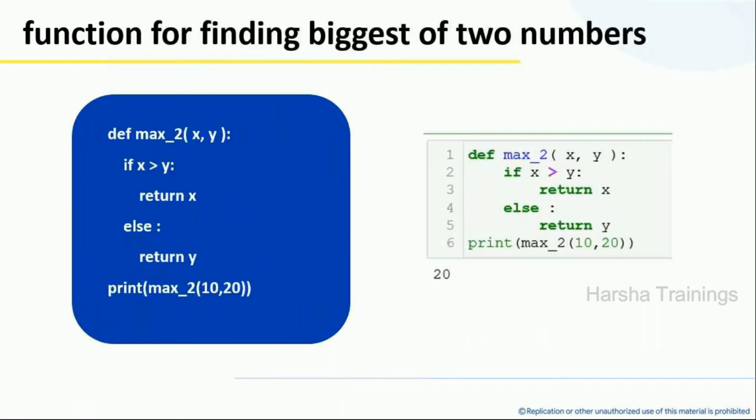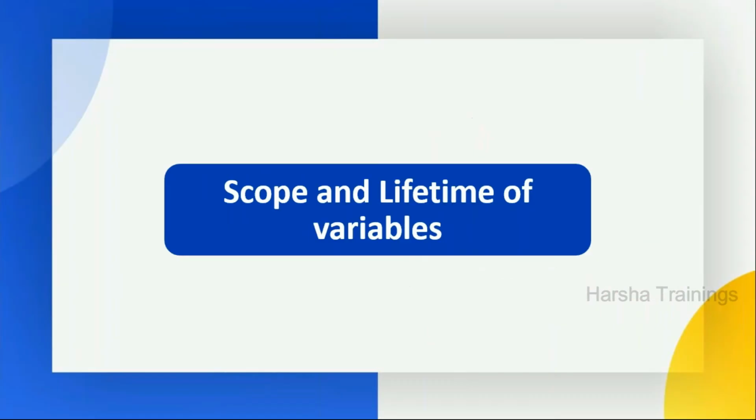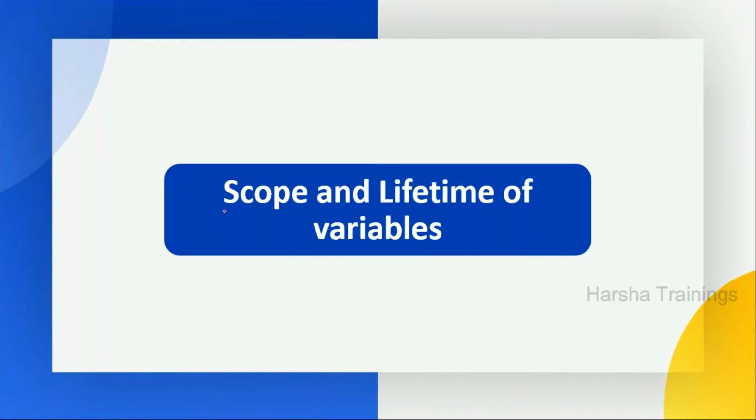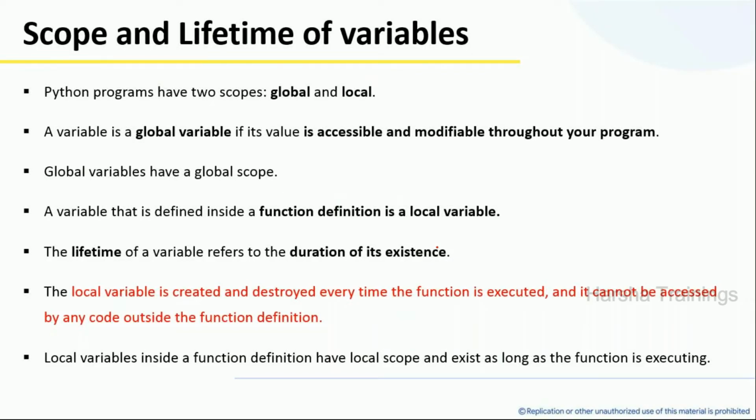I think I have discussed all these logics. Then another important concept in functions is the scope and lifetime of variables. What is a variable? Whatever variables are declared in the function, I will tell you in two ways. First of all, I will explain a simple way. Every variable in Python has two basic scopes. The first one is global scope and the second one is local scope.